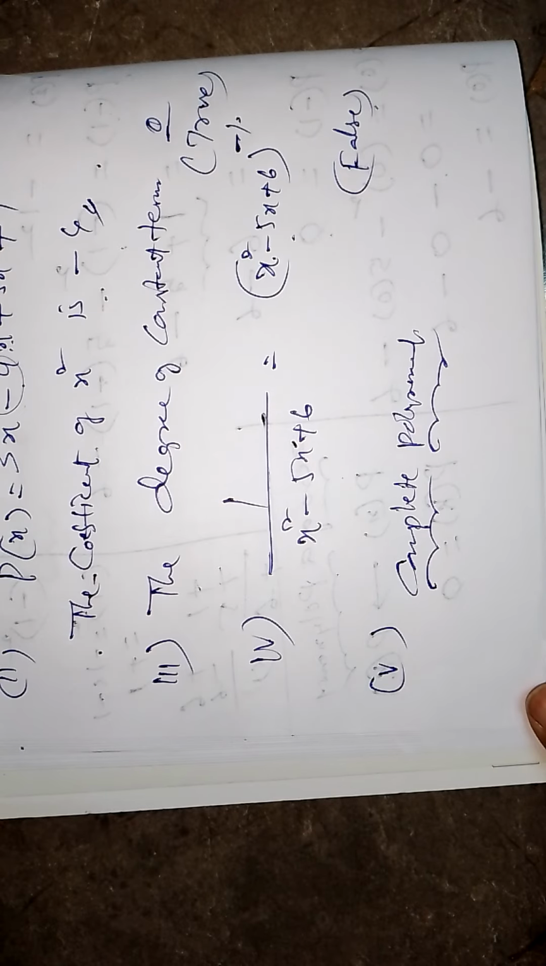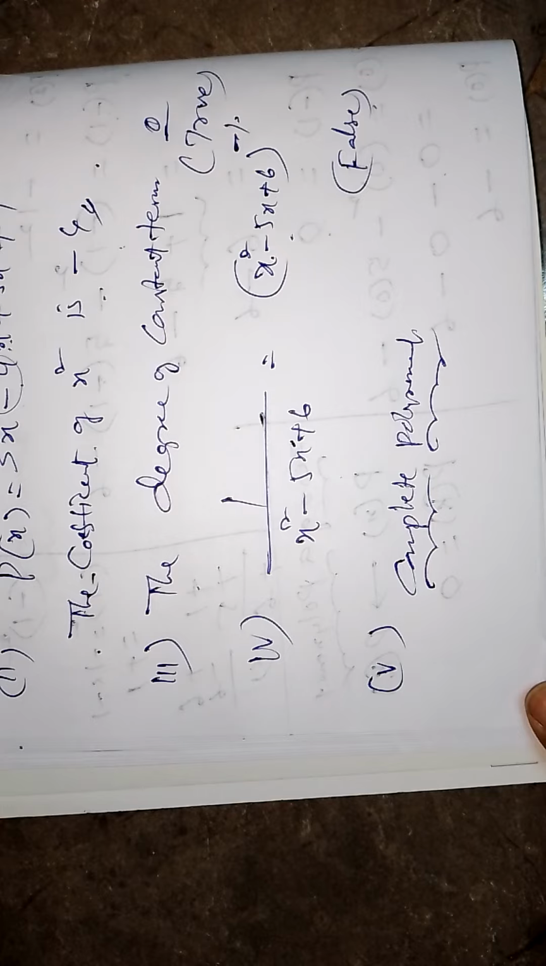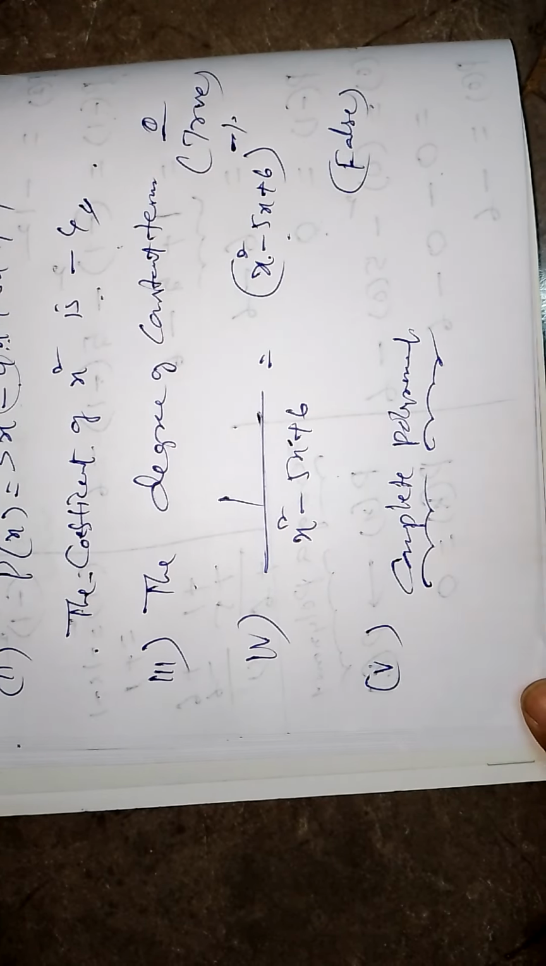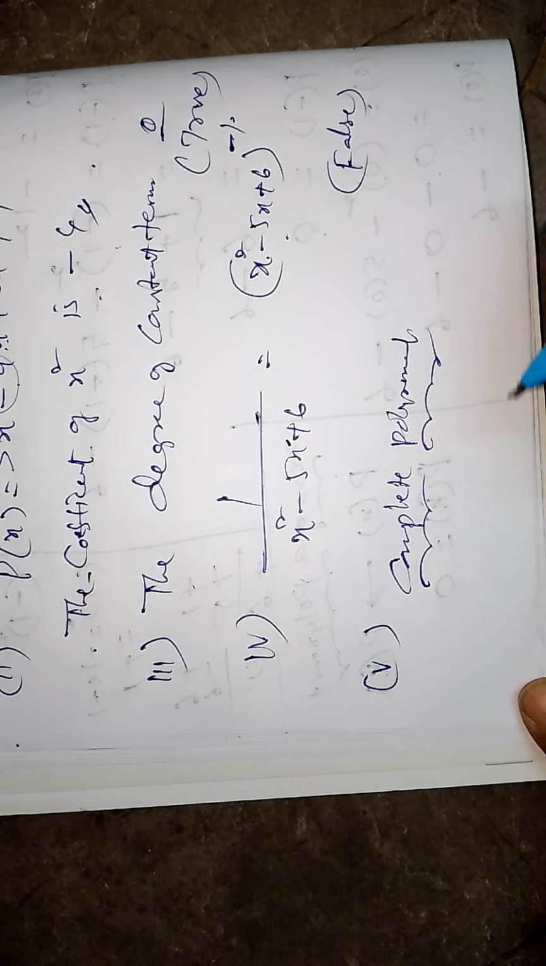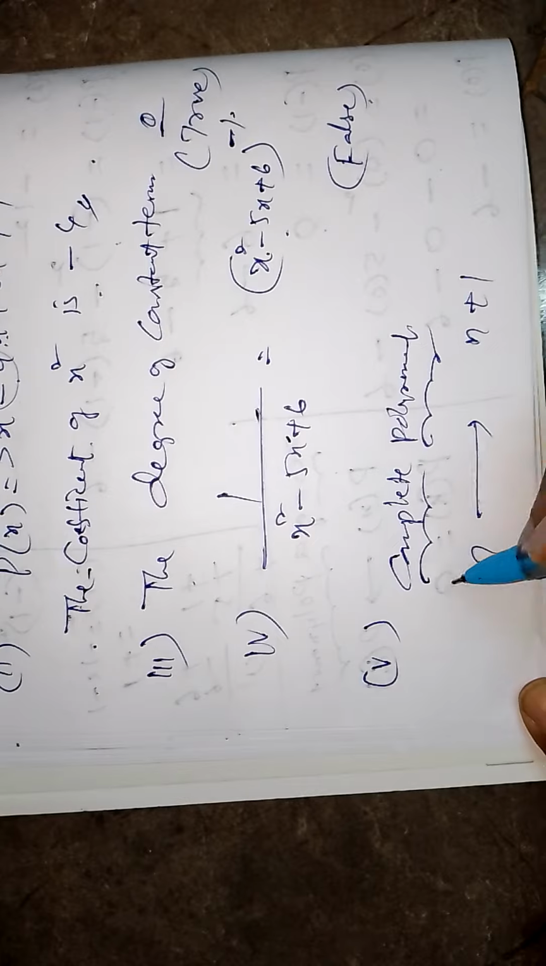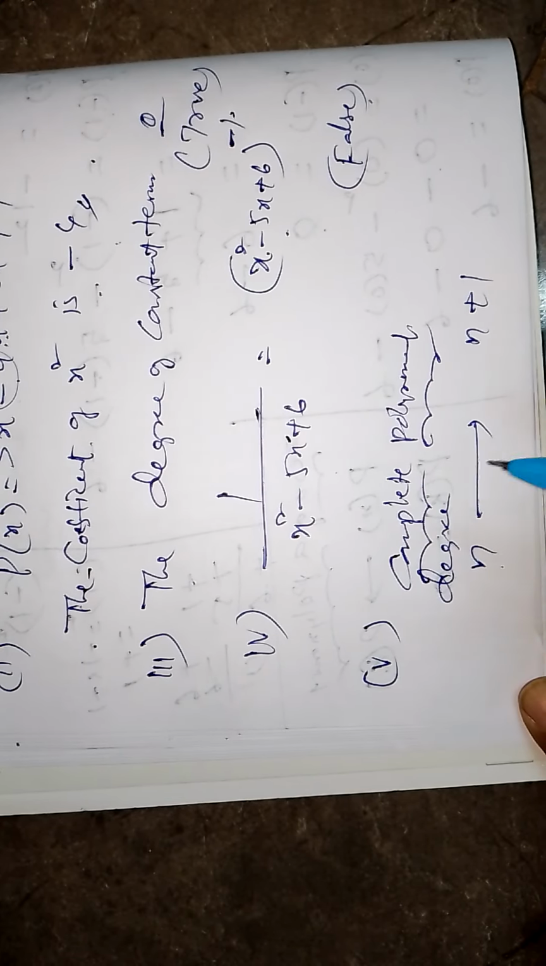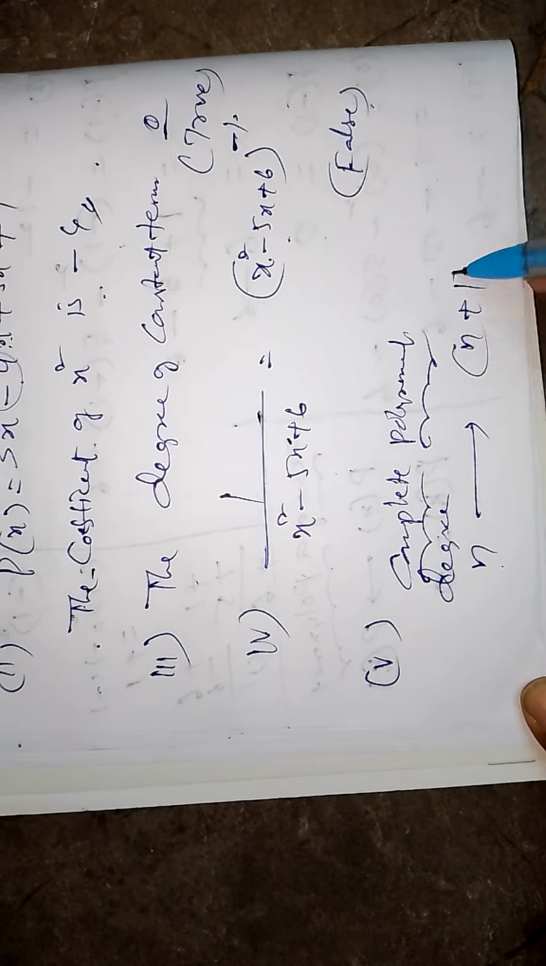In a complete polynomial, if it has nth degree, it consists of n plus 1 terms.